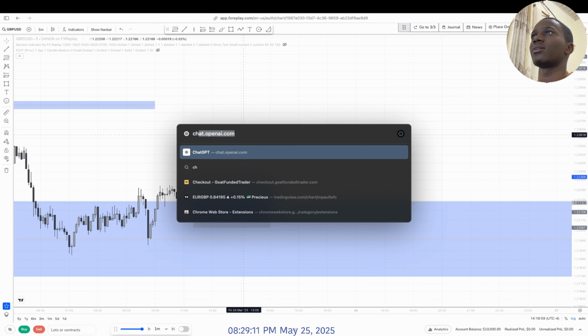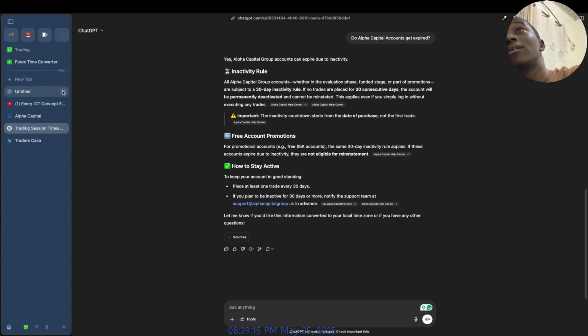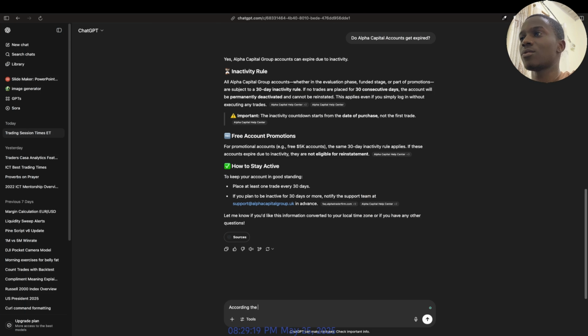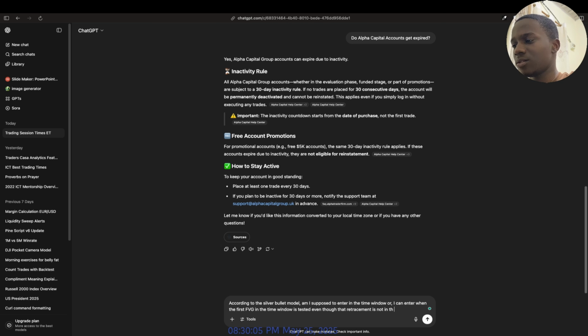And there's one question that I have. According to the silver bullet model, am I supposed to enter in the time window, or can I enter when the first fair value gap in the time window is tested, even though that retracement is not in the time window?